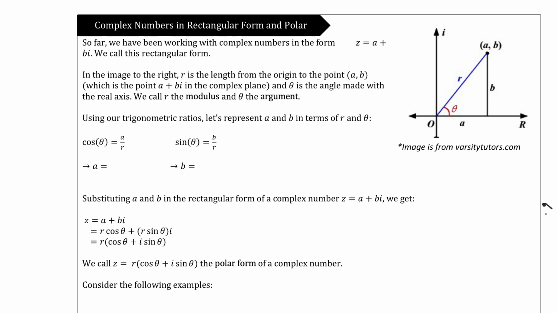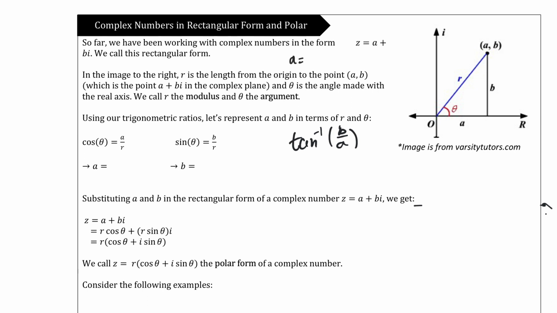Remember that if we wanted to find the angle, it's just tangent inverse of, in this case, b over a. And the same rule will apply: if a is negative, add 180.